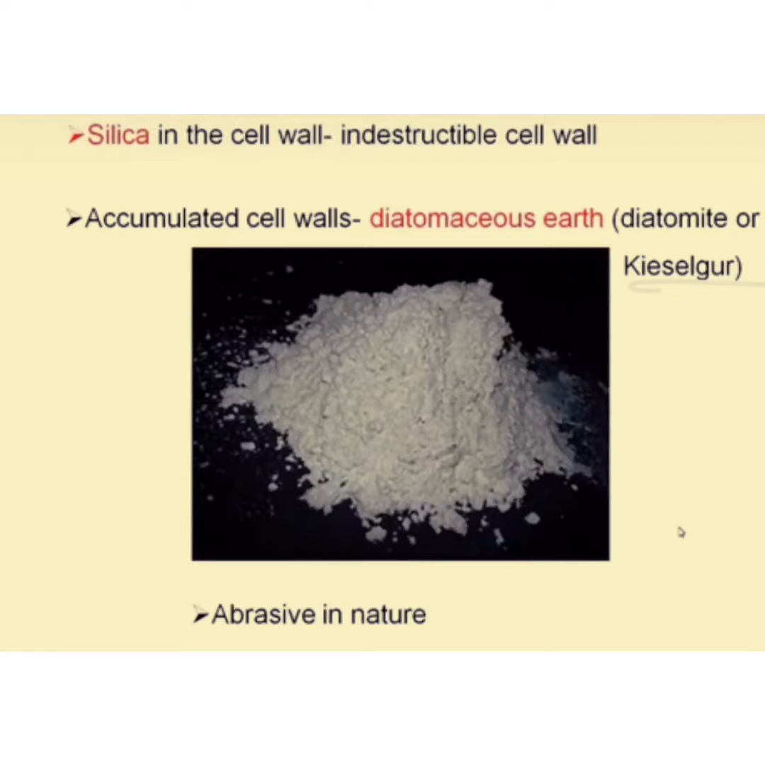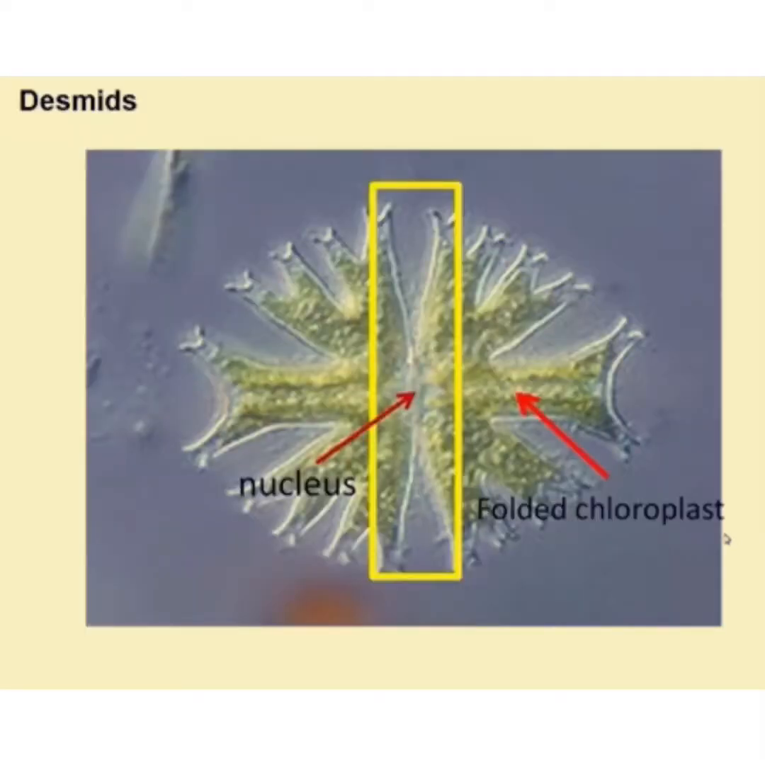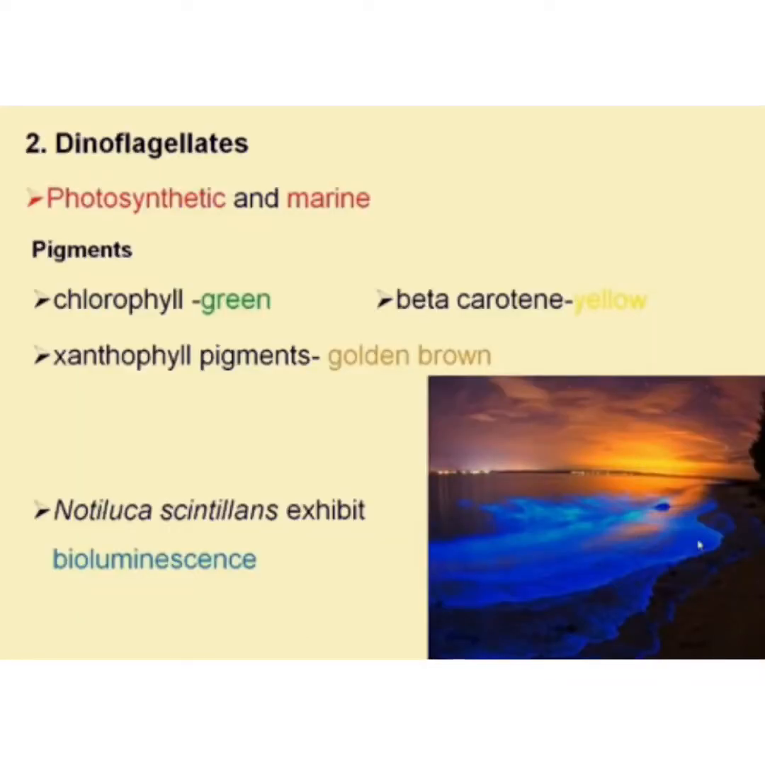Next chrysophytes are the desmids. Desmids are unicellular in nature, but their structure is such that they are differentiated into two parts and they are linked with the help of a bridge. Nucleus is present in the center, and moreover they contain the folded chloroplast, which helps them in the photosynthesis process to make the food. Next are the dinoflagellates.